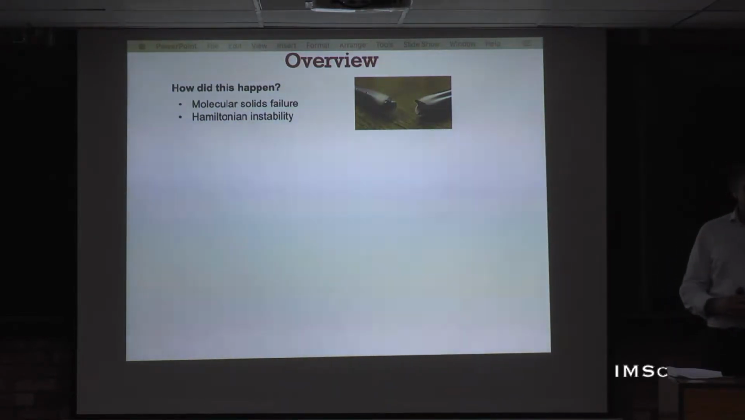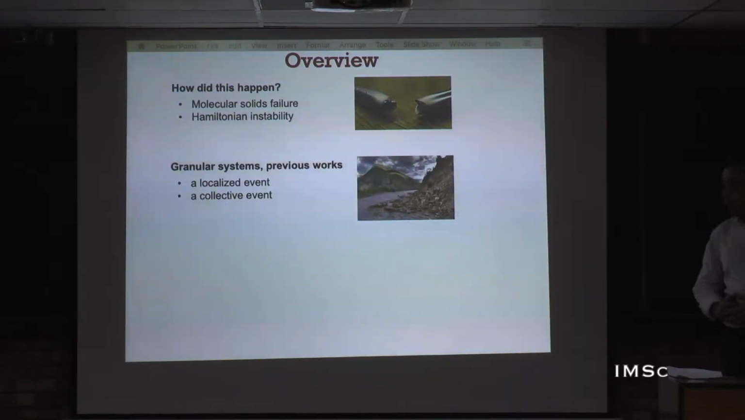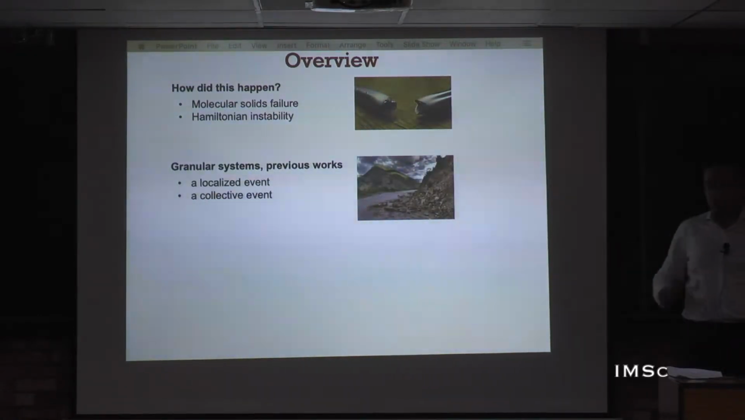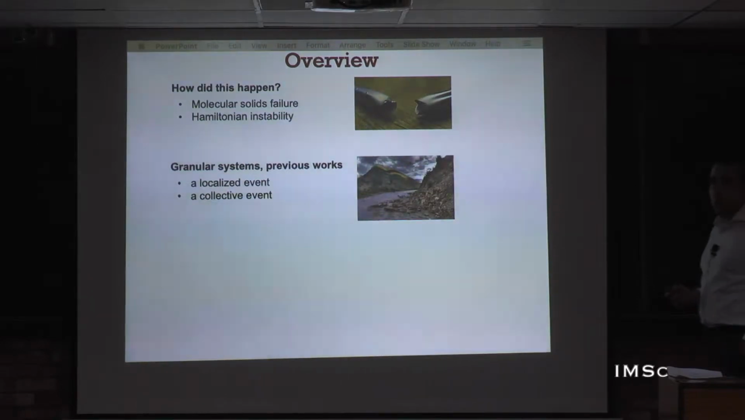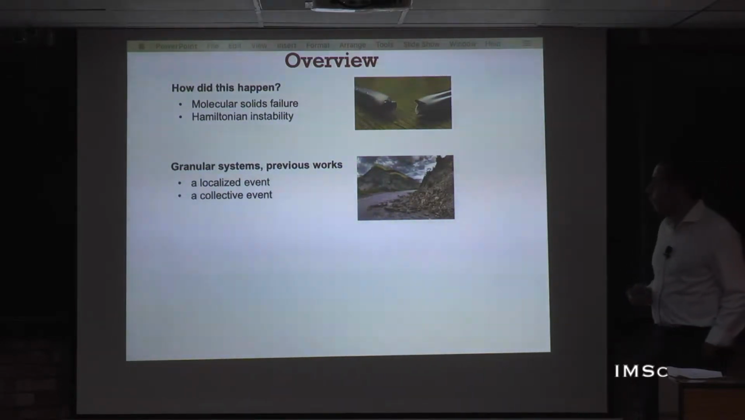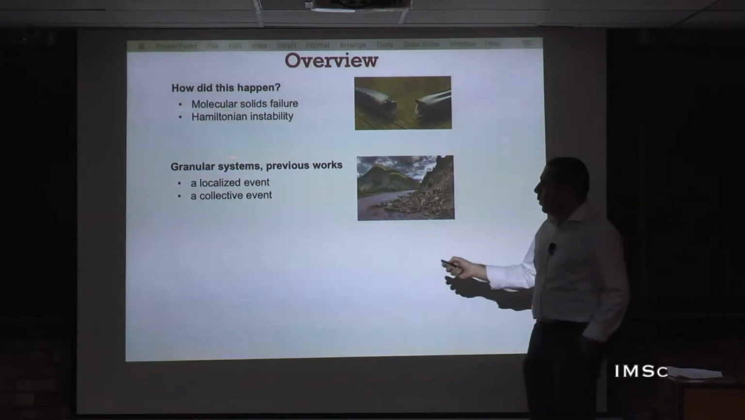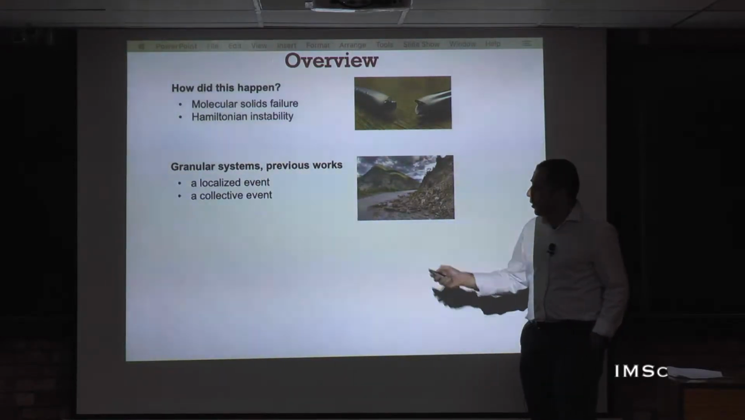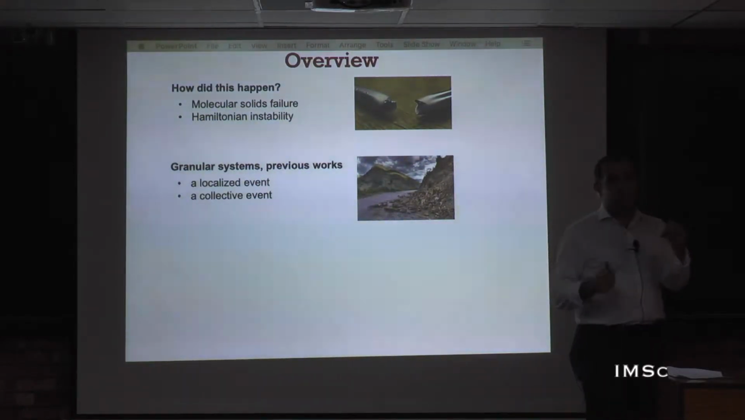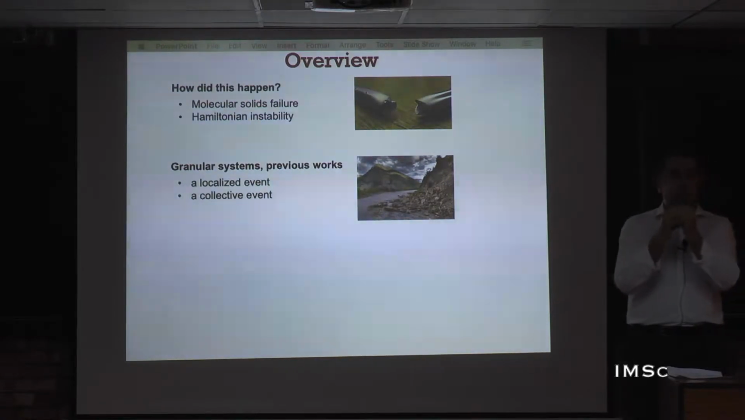Then I would like to convince you that when you deal with a granular system, actually you cannot write down a Hamiltonian, and we're going to see why. Because of this, you cannot use these theoretical tools that have been well developed, and you need to come up with new ideas. I'm going to review two approaches that have been suggested in the literature. One says that a failure like this is originated by a localized event that occurs at the level of the contact between two particles.